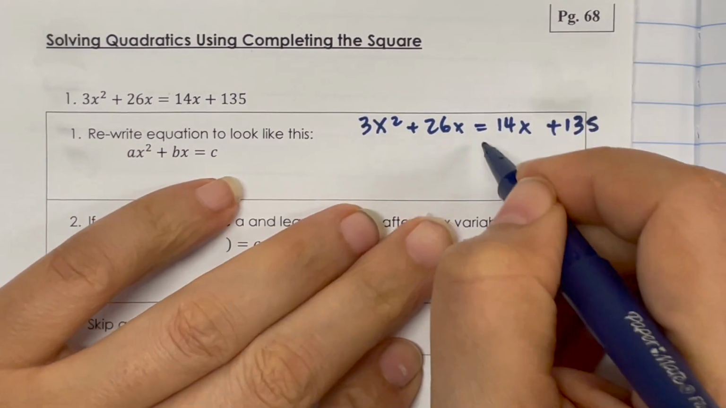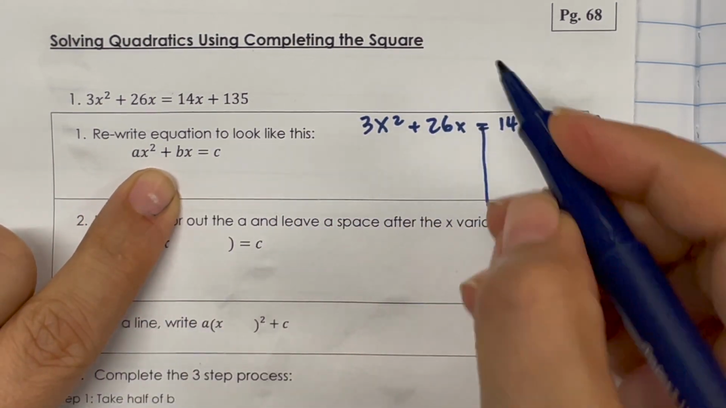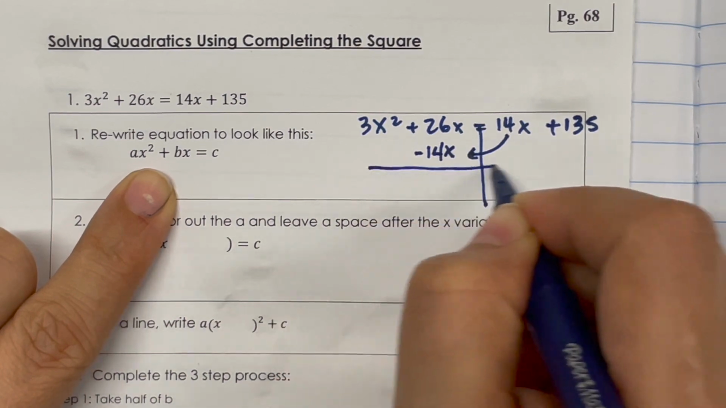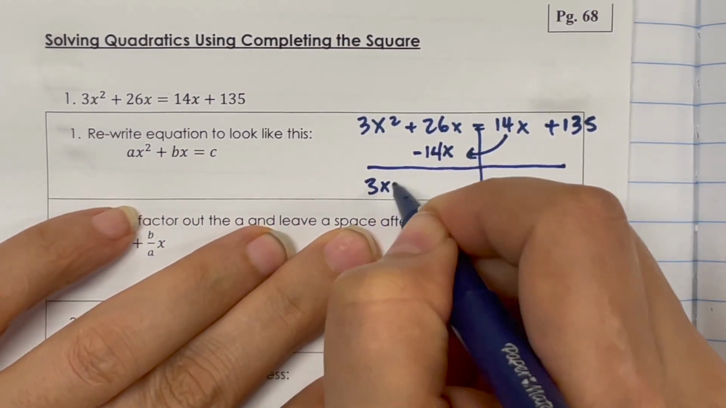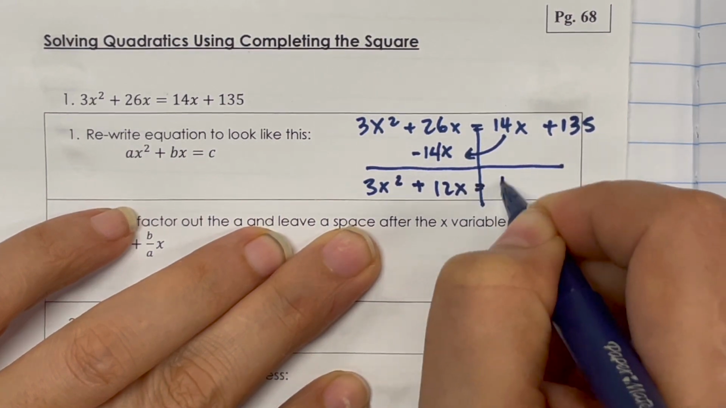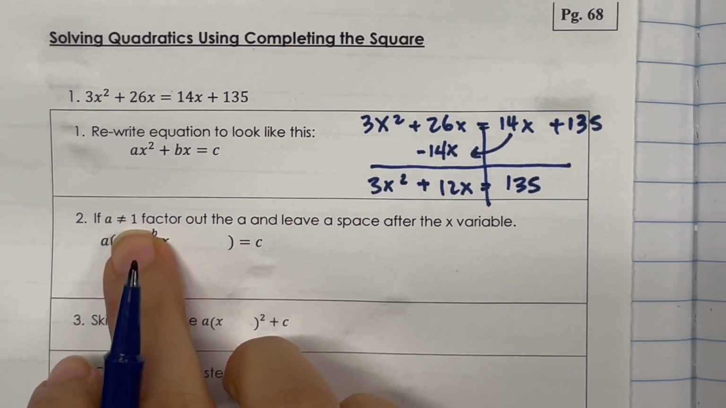All right, let's draw a river. What are we going to move over? We're going to move over everything but C. So the 14x needs to go to the other side, so it's going to cross the river and change to negative 14x. That gives me 3x squared plus 12x equals 135 on the other side. So I've rewritten it in this form, x squared and x on one side.